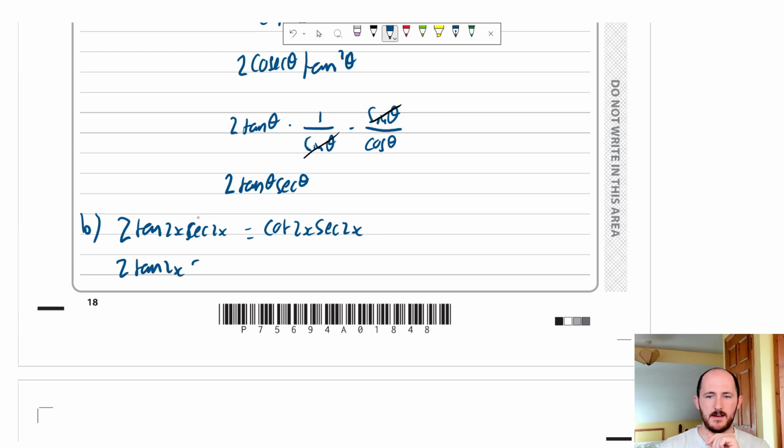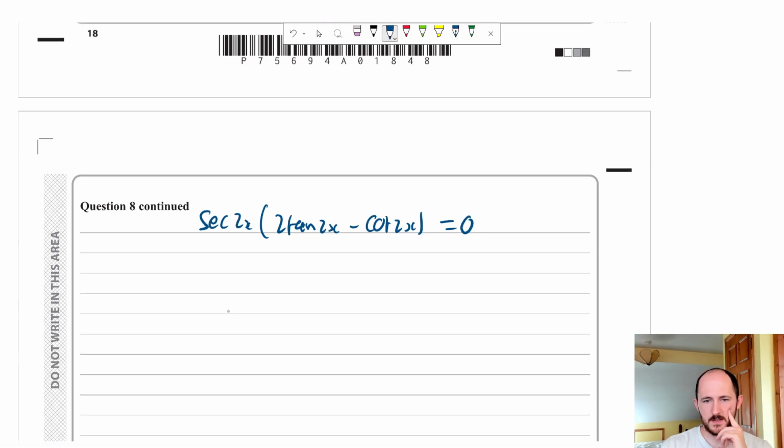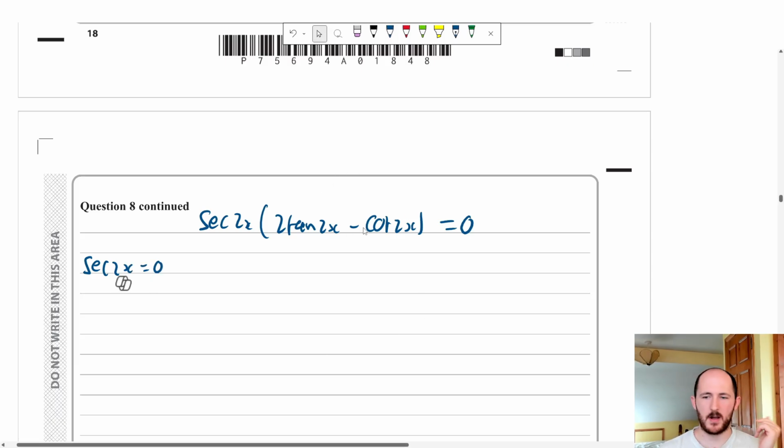And then because I can cancel out sec, instead what I'm going to do is I'm actually just going to factorize out sec, so I actually get those solutions as well. And that might take me closer to the answer. So now if I factorize out sec, we have 2 tan 2x minus cot 2x equals 0. So one of our solutions is going to be sec 2x equals 0. The other solution is this equaling 0. And this is perfect. Okay, cool.